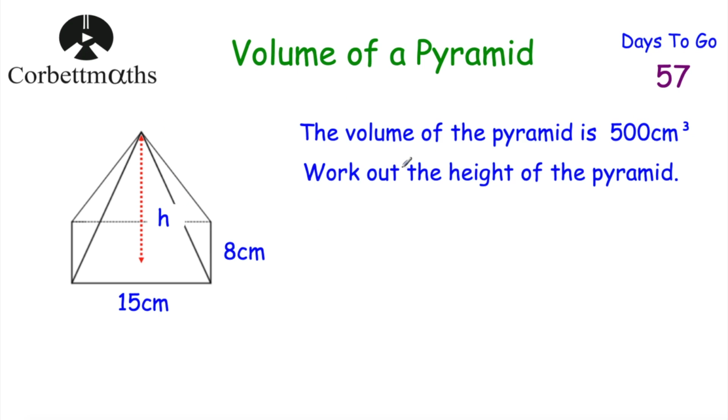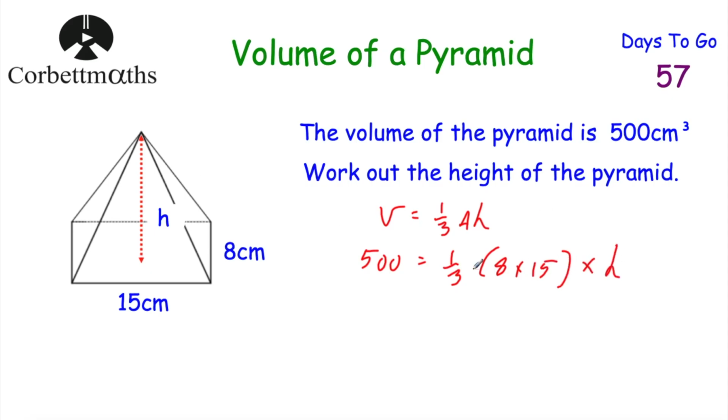So if I was to answer this question, the first thing I would do is write down that the volume of the pyramid is equal to a third the area of the base times the height. The volume is equal to 500, so we'd have 500 is equal to a third the area of the base. The base is a rectangle, so we're going to do 8 times 15, the length times the width, multiplied by the height, which we don't know, let's just call that h.